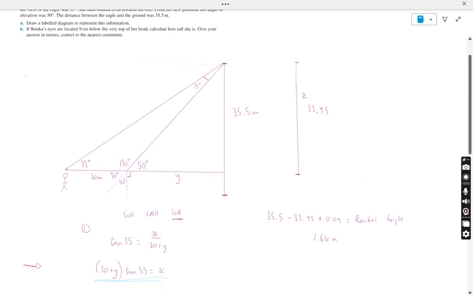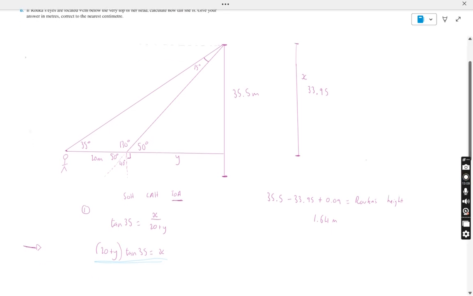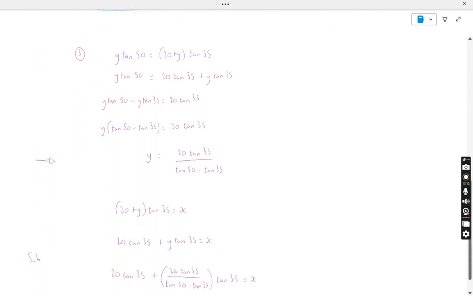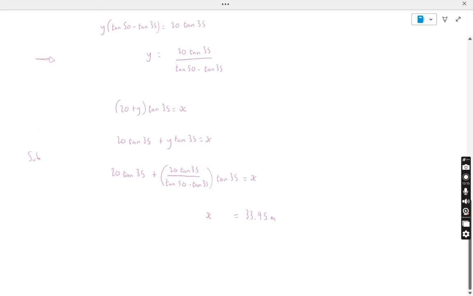Okay, bit of a tricky one, but you need to figure out the things that you do know, introduce a few different variables, rearrange it, substitute it back in, and then solve for the original question.